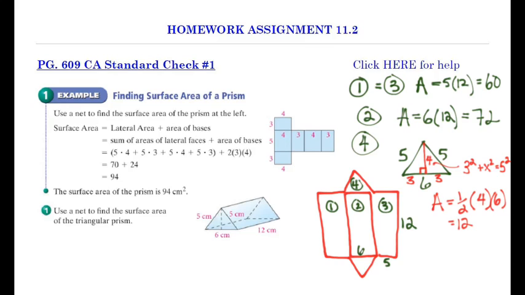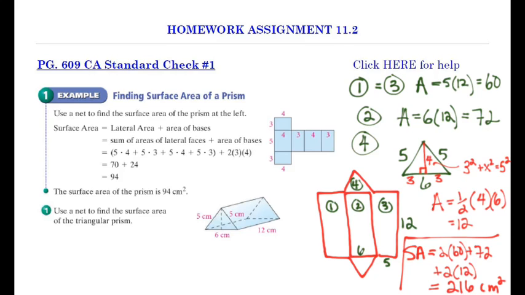And then I add up all my pieces. So the surface area is 2 times 60, because there's 2 of those rectangles, 1 and 3. And then 72, which is the one in the middle. And then there's 2 times 12 for both of the triangles. And that gives me the surface area of 216 square centimeters.